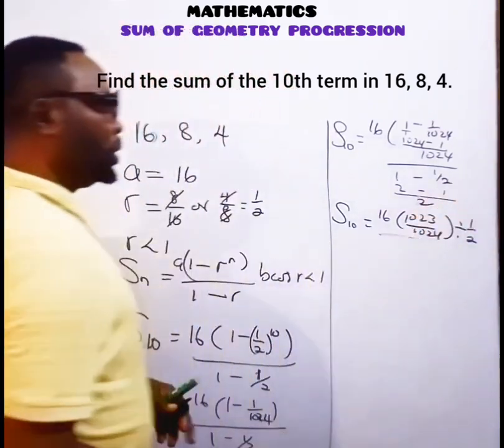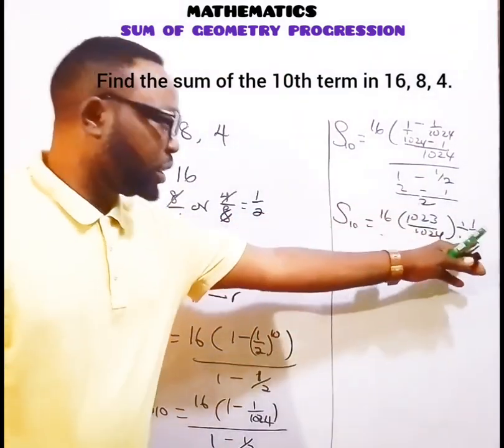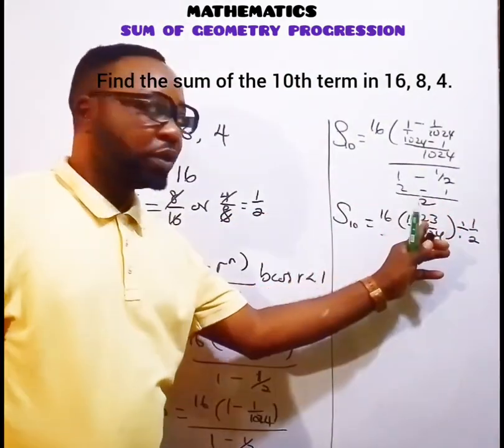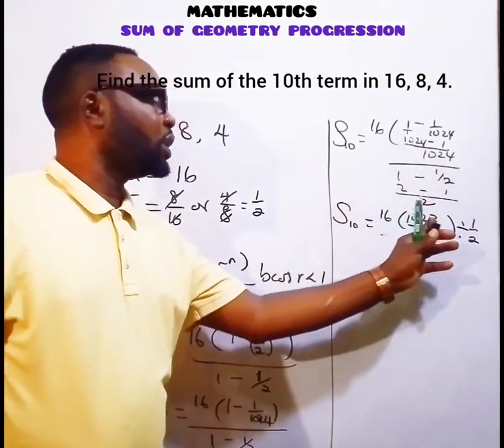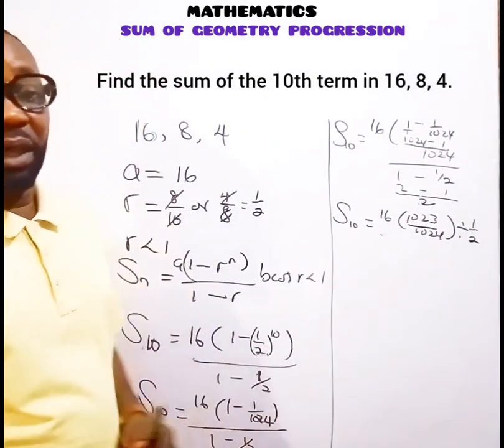2 minus 1 is 1 over 2. That is what we get here. The value we get at this denominator here is this one here. 2 minus 1, 1 over 2. The value we get here is the one that is here. 1024 minus 1, 1023 over 1024. I think it is clear in that way.